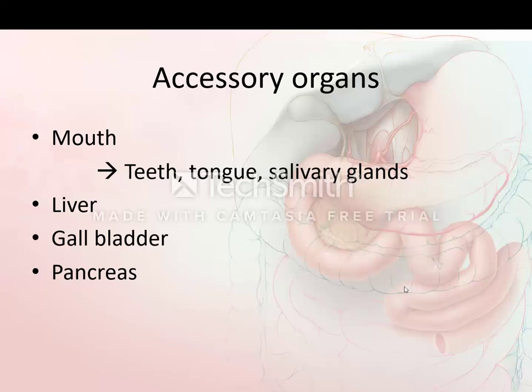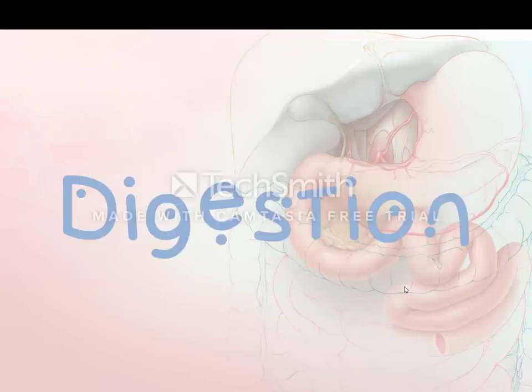I'm not going to repeat myself. All of these organs, the food does not pass through that organ or that structure, but that structure plays a part in the role of digestion. Okay, so those are all accessory organs.